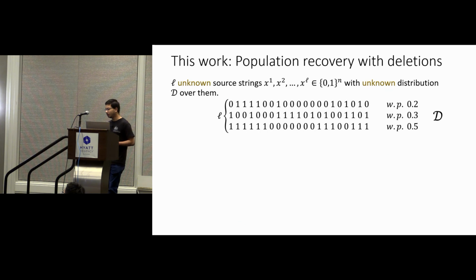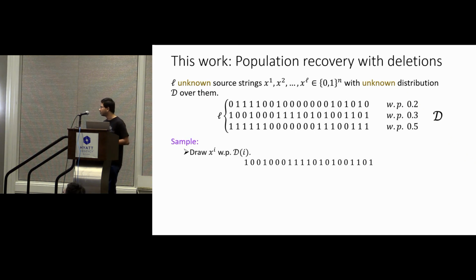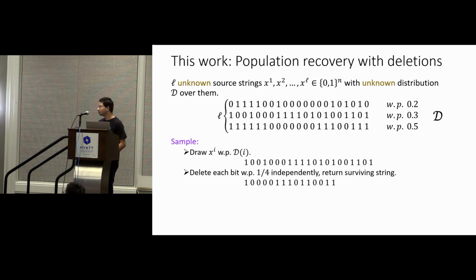So now we'll consider a generalization of this problem, and this is the focus of this work, which we call population recovery with deletions. Now instead of one source string, you have L source strings and some unknown distribution over them. Here I've given an example with L equal to 3 and some distribution over the strings. The sample generation process is as follows. Each time we draw one of the strings with the associated probability. Here, suppose I draw the second string in my support with probability 0.3, and then I pass this through the deletion channel. This would delete each bit with probability 1/4 independently, and I get the surviving string back.